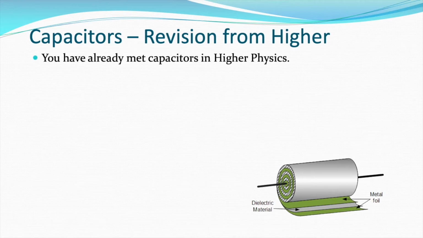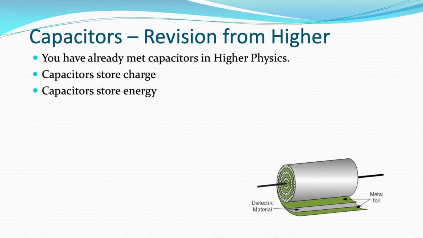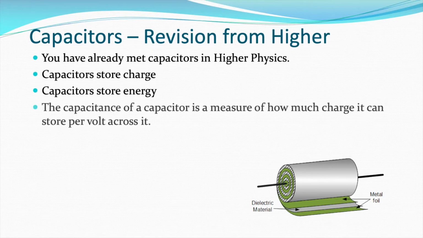Now, capacitors store charge and capacitors store energy. It's a bit like a jug in a way, a jug stores water. Well, a capacitor stores charge, but unlike a jug that's got a fixed capacity, the amount of charge that a capacitor can store depends on the voltage that you put across it. And in fact, capacitance is defined as being the amount of charge that a capacitor can hold for every volt that you place across it.